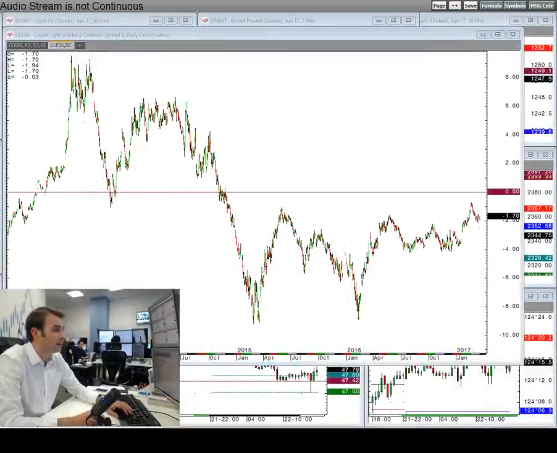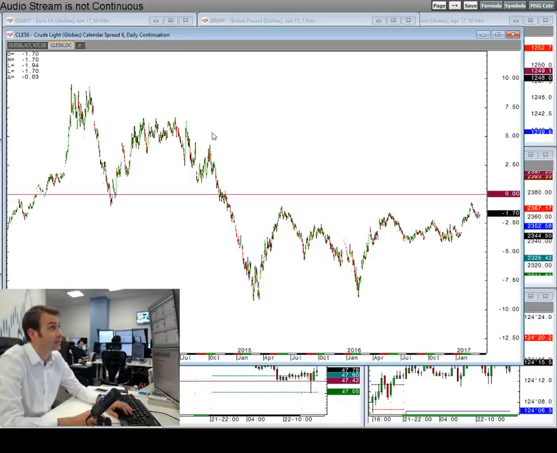Let's have a look at how this looks on CQG. You guys might want to put the code in. For the calendar spread default, it's CLES6. That's oil, series 6, 6-month spread. And what we're doing here is we're saying, give me the price of oil today minus the price of oil tomorrow.